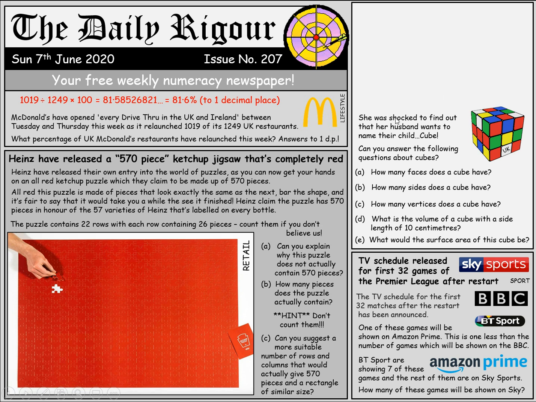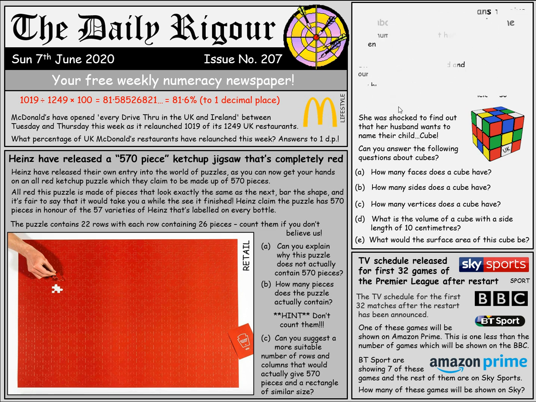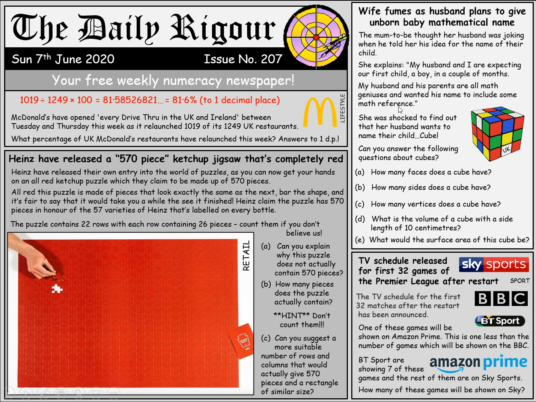Okay, so on to our second story. So as you can see here, we've got a husband who's a self-professed maths genius, and his family, and they want to include some maths reference in the name. So you can understand the mum-to-be shocked when the husband wants to name the child Cube. So what we've got here is a wee kind of quiz with some questions about cubes. A fantastic mathematical shape for a first name, I'm not so sure.